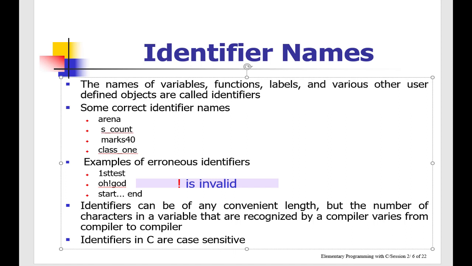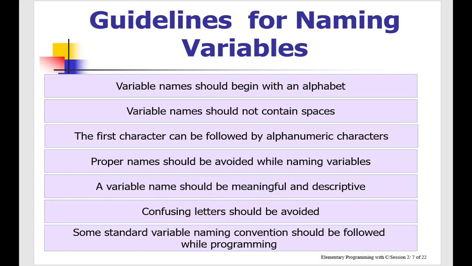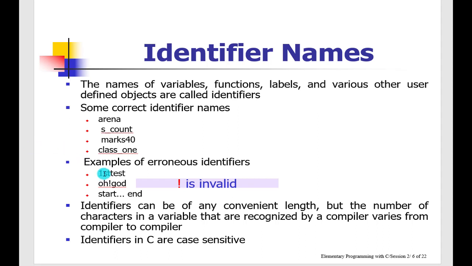Now the next question is, what makes an identifier valid and others invalid? Let's look at the guidelines we follow when naming these identifiers. Number one, variable or identifier names should begin with an alphabet. That is why in the previous slide, this one is invalid. It begins with a number, okay?